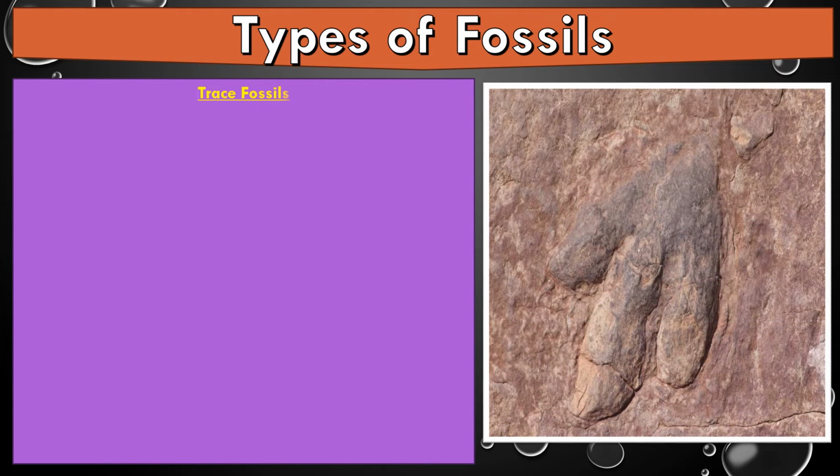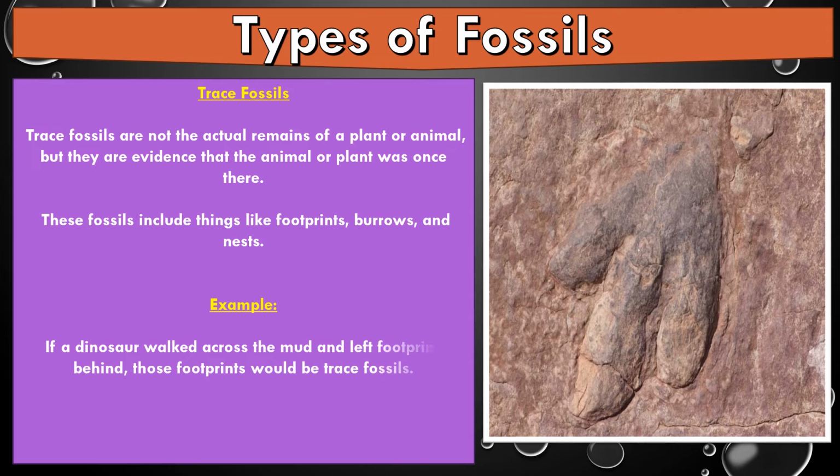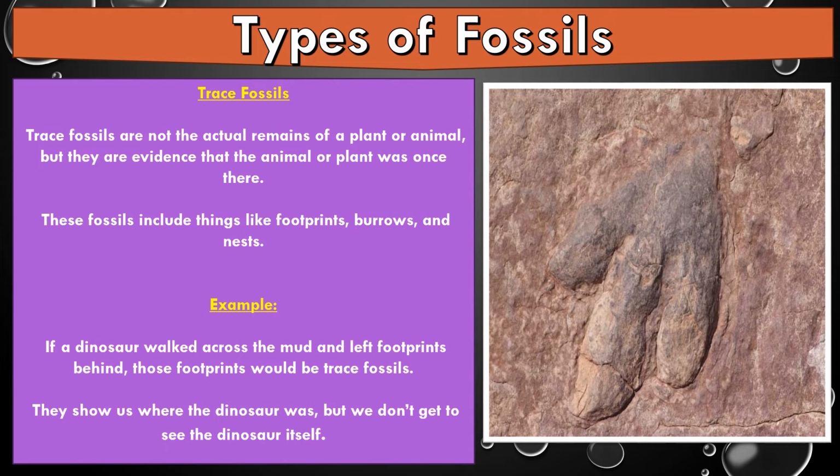Trace fossils. Trace fossils are not the actual remains of a plant or animal, but they are evidence that the animal or plant was once there. These fossils include things like footprints, burrows, and nests. Example: if a dinosaur walked across the mud and left footprints behind, those footprints would be trace fossils. They show us where the dinosaur was, but we don't get to see the dinosaur itself.